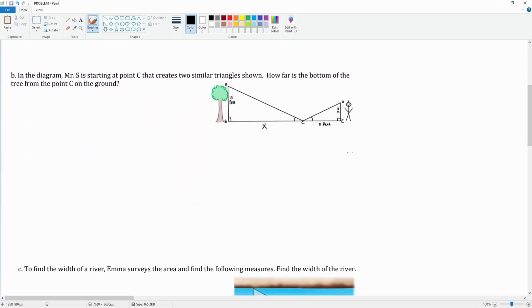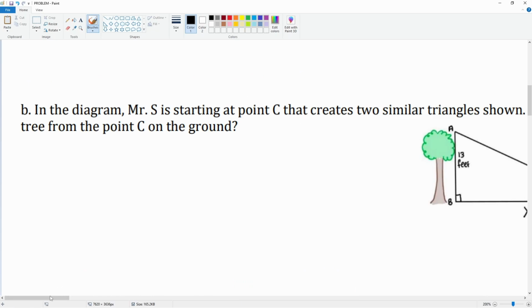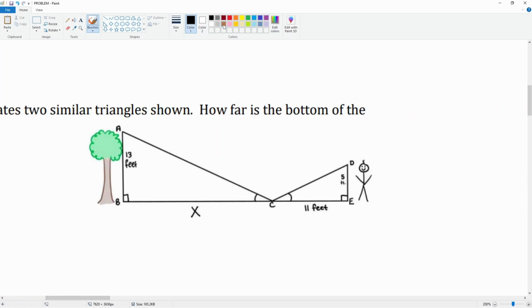All right, let's take a look at this diagram. In this diagram, Mr. S is standing and staring at a point C. That creates 2 similar triangles here. How far is the bottom of the tree to point C, which is just the X here? All right. So it looks like there are 2 similar triangles that we can set up. Let's just label this height here as 13, and then this shadow part can be seen as just X. Equivalently for Mr. S, his height here is 5 feet, and the distance here, or the shadow here, is 11. All right, we can set up the proportion here.